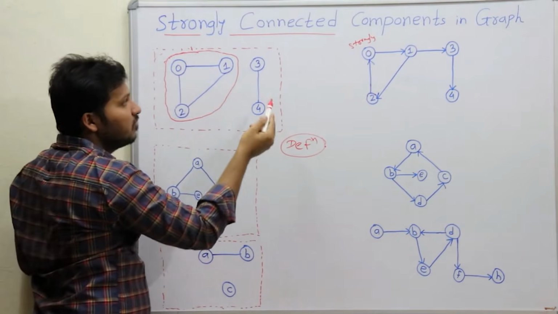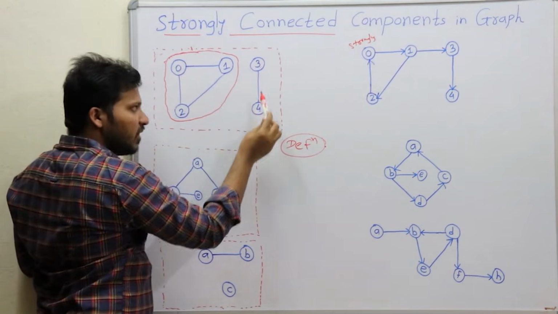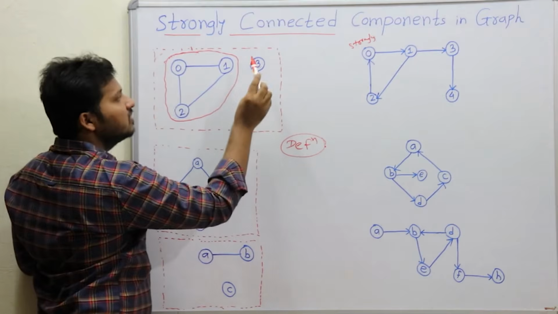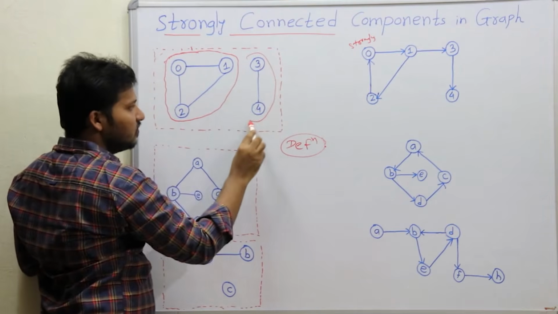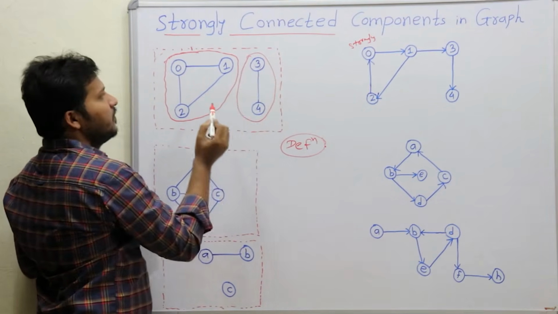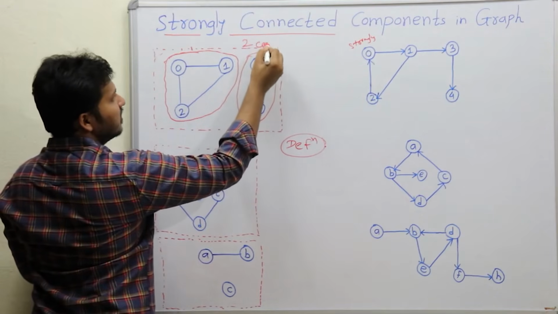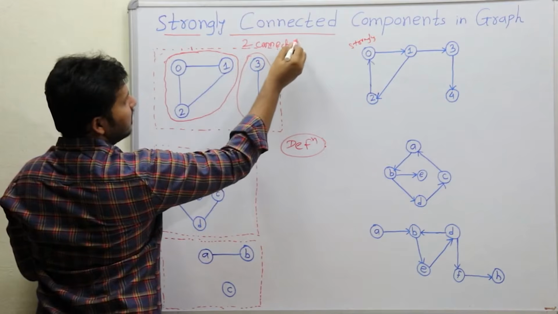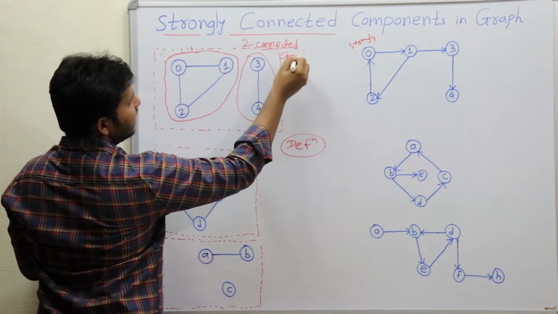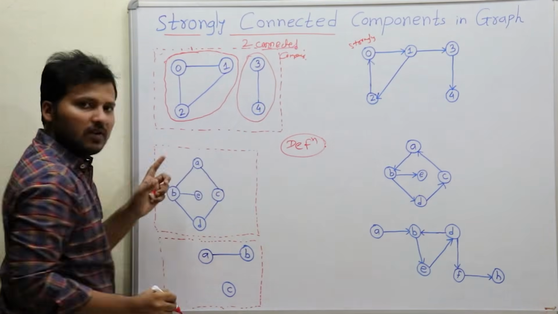And what is another component? See, 3 has a path to 4, 4 has a path to 3. So this is another component. It means in this graph there are two components, that is, two connected components, right?